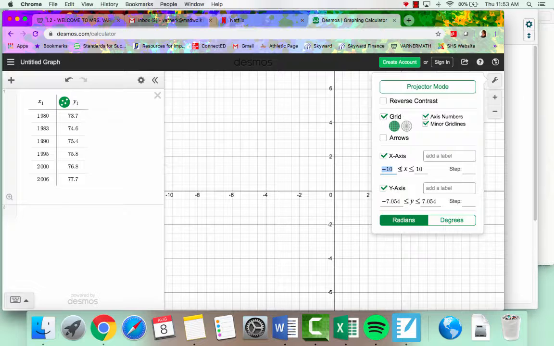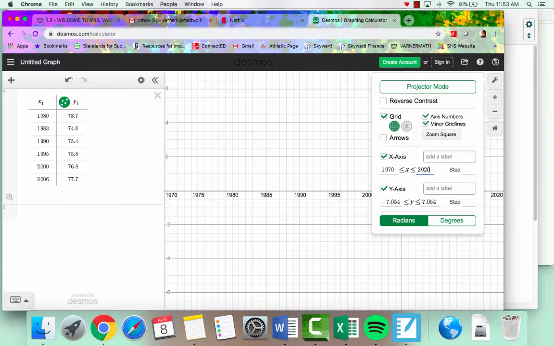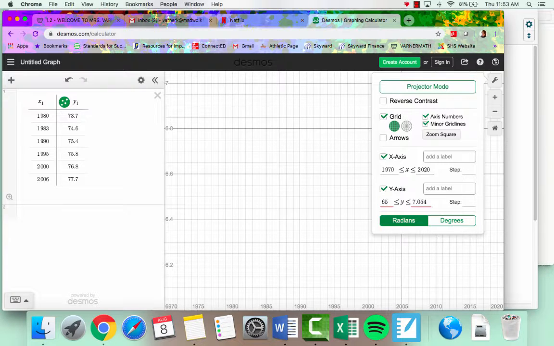So obviously we don't have any negative years, so we're going to put the lowest year value close to our data table. So I'm going to put 1970. And then we go all the way up to 2006 in our table, so maybe I even put all the way up to 2020 just because that's what we're looking at. And that changes our X value on our graph, and then we're going to do the same for the Y. The lowest in our graph was 73.7 years, so maybe I put 65. And then the highest I'll put 85.